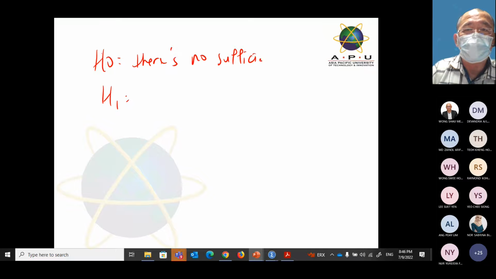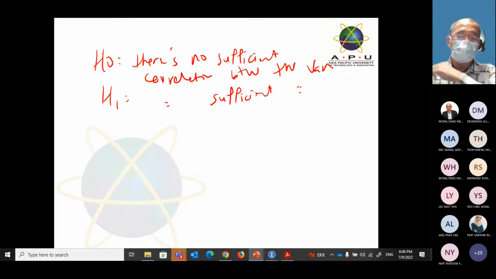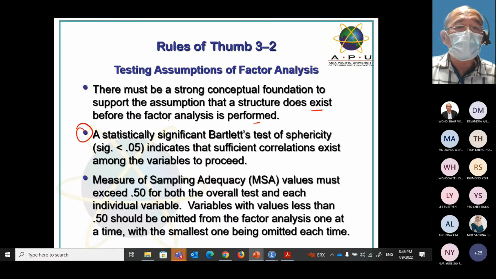Sufficient correlation. There's no sufficient correlation between the variables. So of course this is sufficient. This is the hypothesis for the Bayes test.